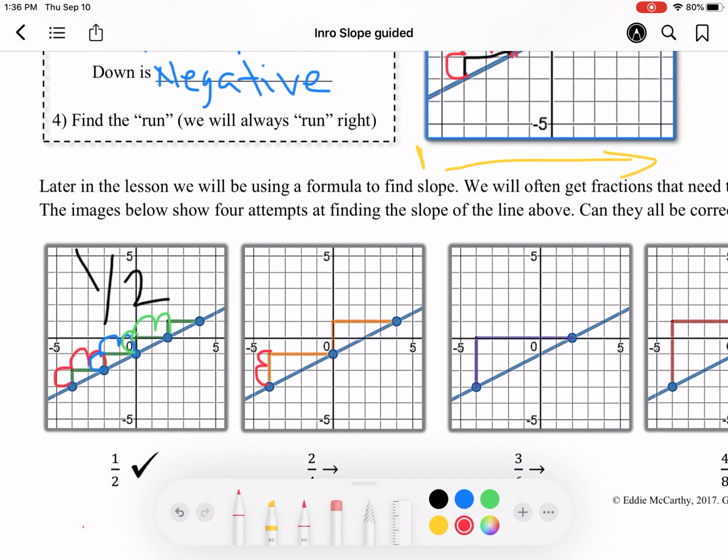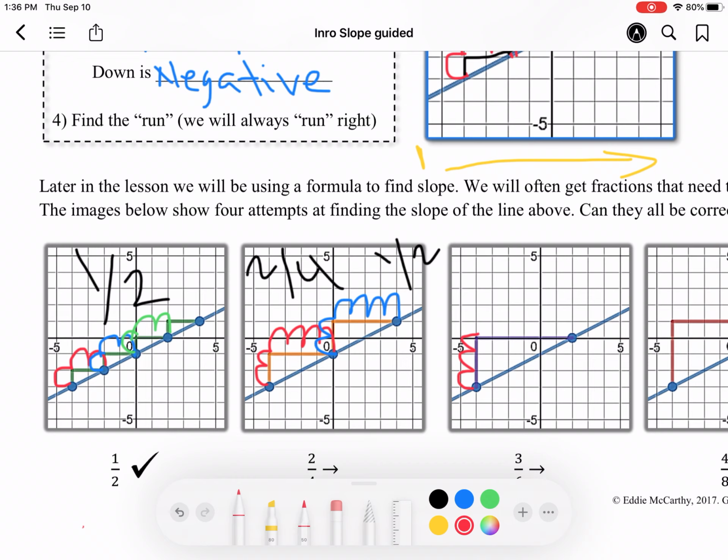Up 2 over 4. Check it. Up 2 over 4. Whoops, that needs to be a little bit neater so you guys understand the key. 1, 2, 3, 4. So our slope is said to be 2/4. Well, we all know we can reduce that fraction to 1/2. So let's look at our next line.